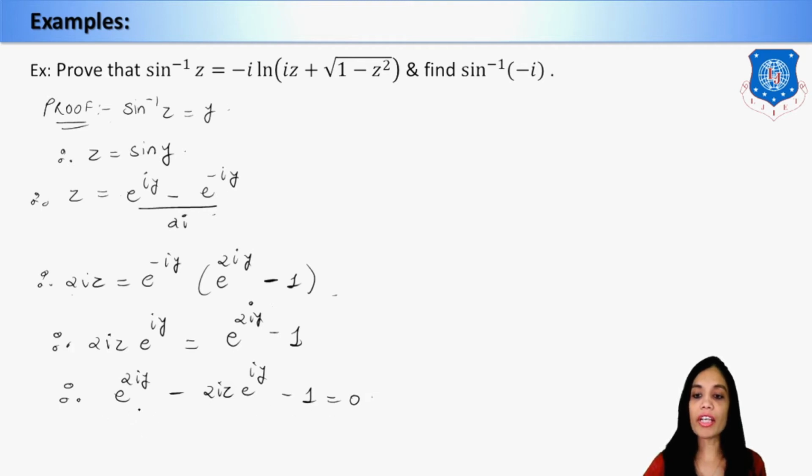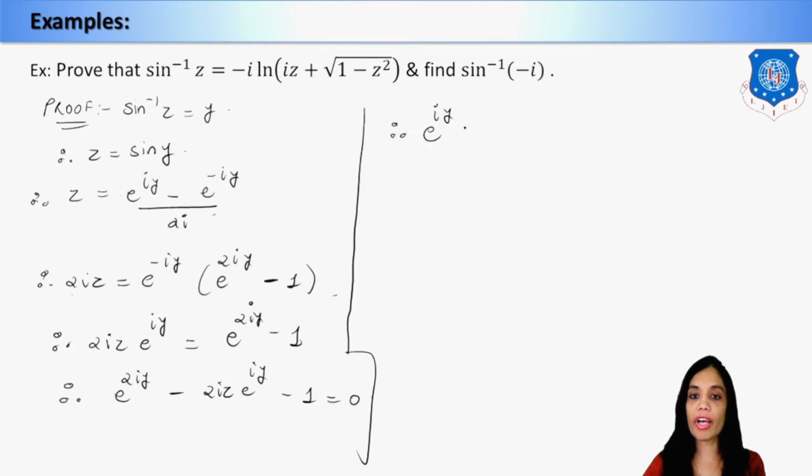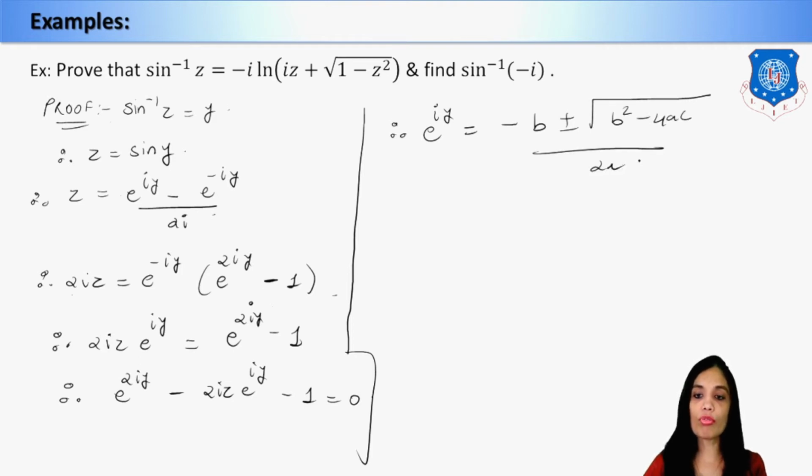Now we can find the roots of this given equation, right? And we will obtain the roots of e raised to iy. Therefore, how can we obtain the roots of e raised to iy? The formula will be minus b plus or minus under root b square minus 4ac upon 2a. So now here your a is 1, b is what? Minus 2iz. Find from this. And c is minus 1. Okay. So let us put all these values.